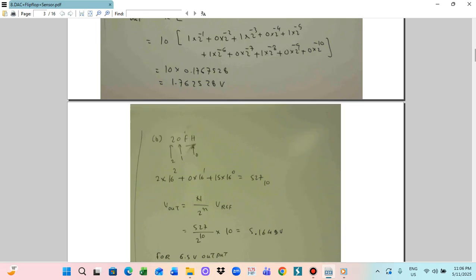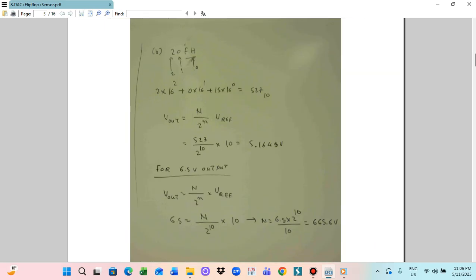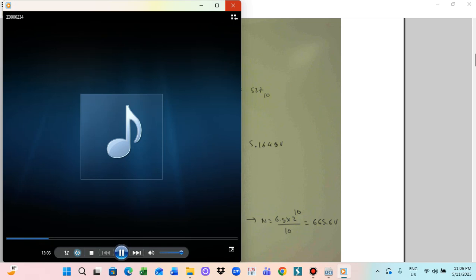The second one is the 20FH. FH means this is the hexadecimal system. Normally in the hexadecimal system, we can count from here. This is one.